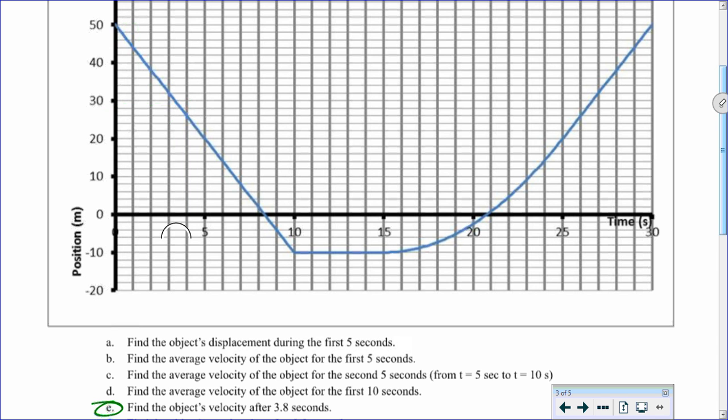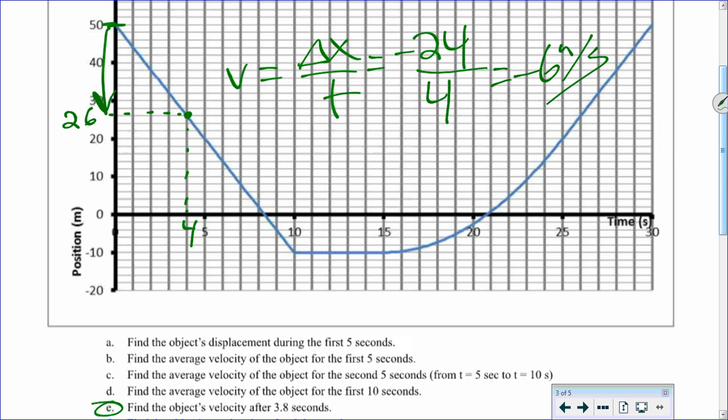So let's pick 2 points that are relatively easy. Well, right here at 4 seconds, it's close to 3.8. I see that my position is, what is that, 26? I don't know, these are dumb numbers. Why did I pick these numbers? I'm going to stick with it, though. So there's 1 point, and at the beginning of the time, my position was 50. So velocity is displacement over time. Between here and here, my position decreases by 24. And that took me 4 seconds. That's -6 meters a second.